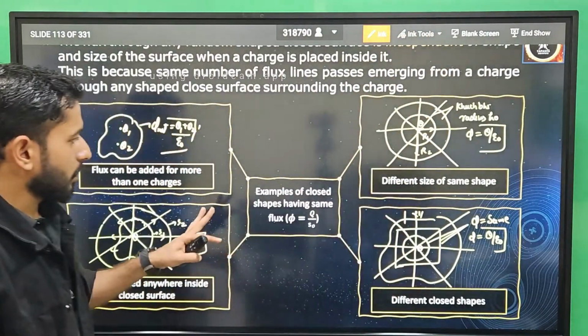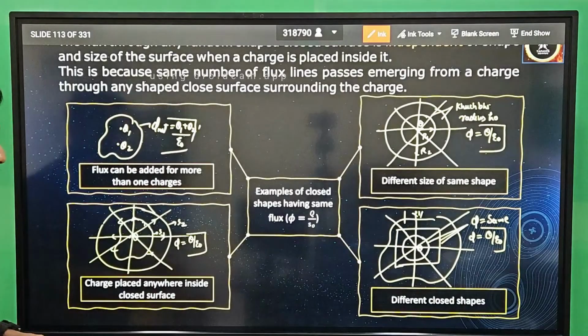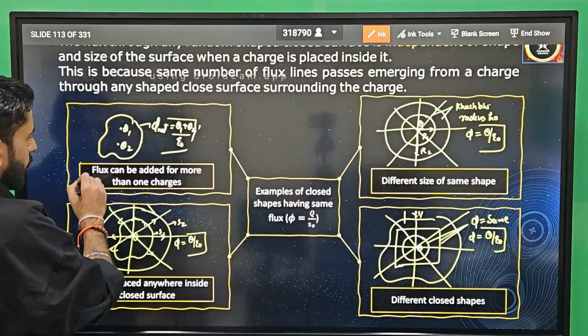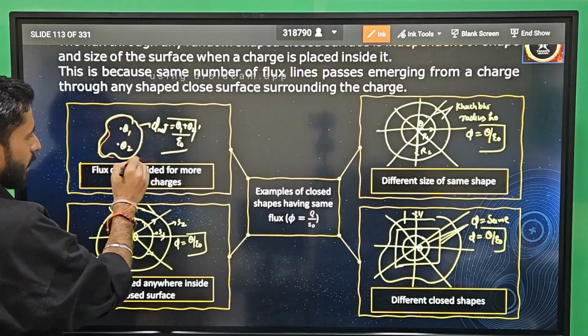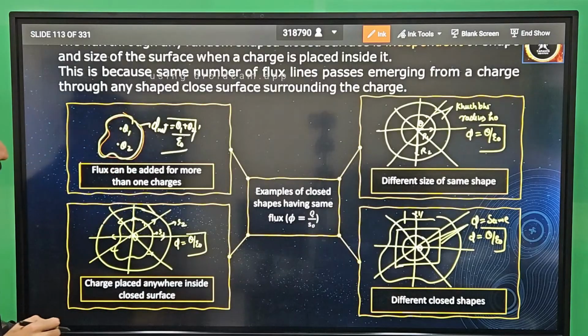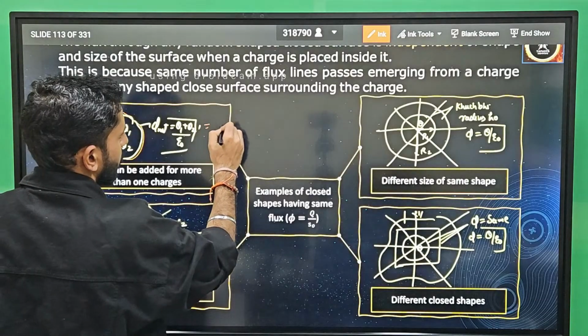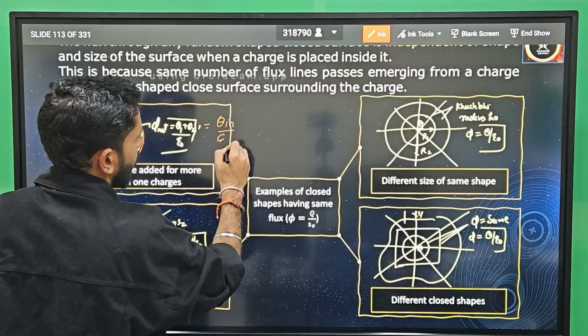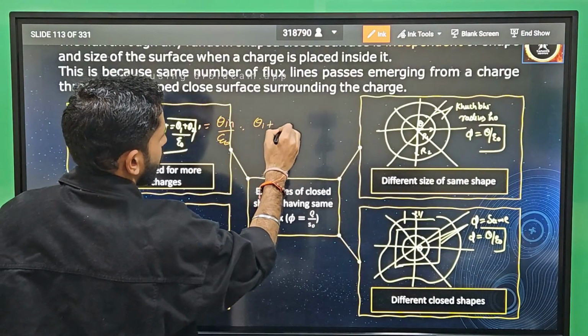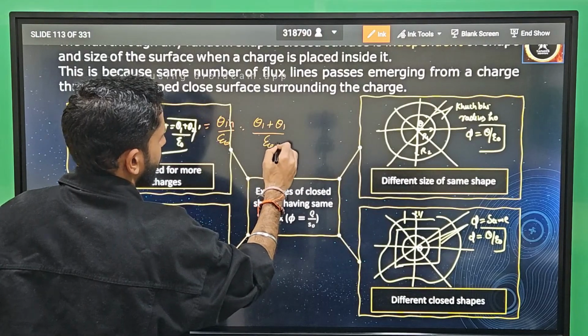For all these cases, we have taken 4 different cases. Let's suppose 2 charges are kept. To any random surface I have taken Q1 and Q2. What will be the net flux I will write? Net flux will be written as the net charge inside, Qn, divided by epsilon naught. What is the net charge present? Q1 plus Q2 divided by epsilon naught.